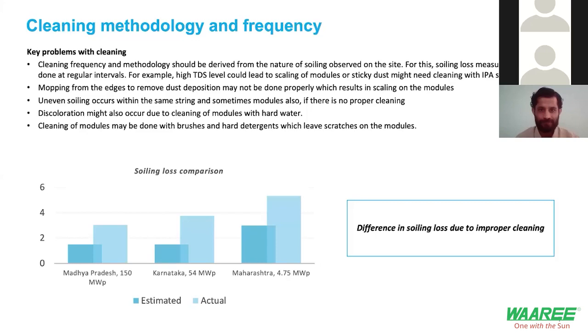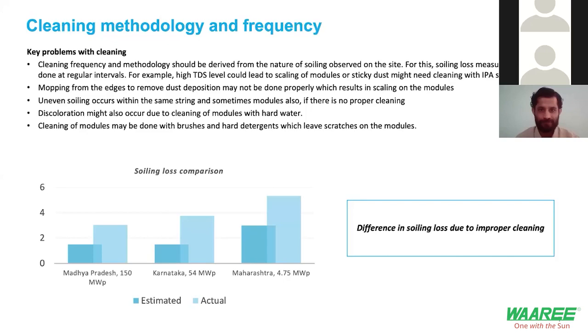Another thing is mopping from the edges. What happens is that in general cleaning, a lot of times, because the modules are slanted, the bottom edge is not cleaned properly, or is not mopped till the end. The mop starts from the top and comes to the bottom, but it doesn't really cover the bottommost part. And these days we have larger and larger modules, so cells have come almost to the edge. Now if there is soil deposition happening, it will keep increasing and will start shadowing the cells as well.